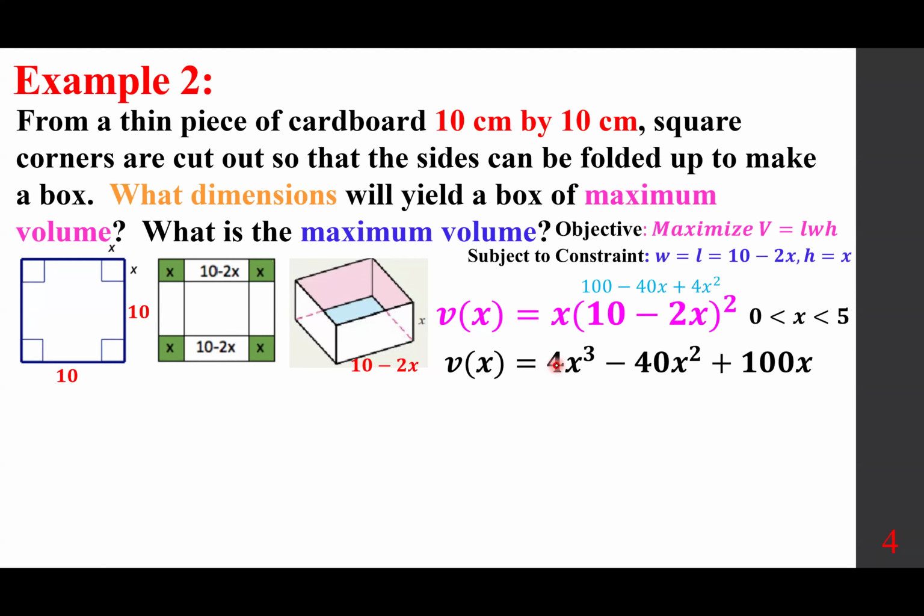Now we are ready for calculus. Everything we've done is algebra, geometry, you name it. V prime of x equals 12x squared minus 80x plus 100. Because we are looking for critical points, we want to set this equal to 0. We're going to factor what we can. Between 12, 80 and 100, 4 is in common. So 4 times (3x squared minus 20x plus 25).